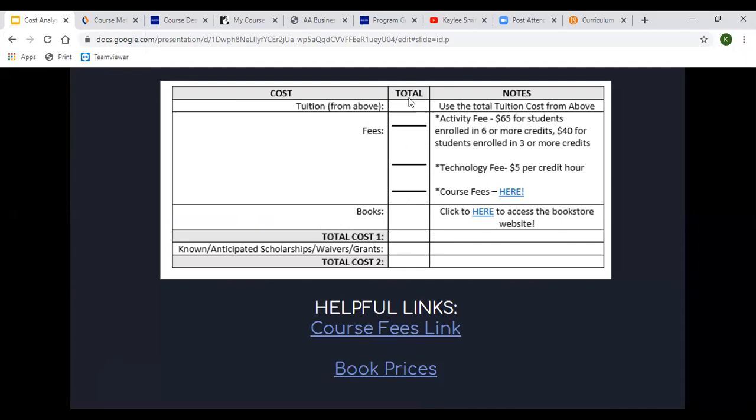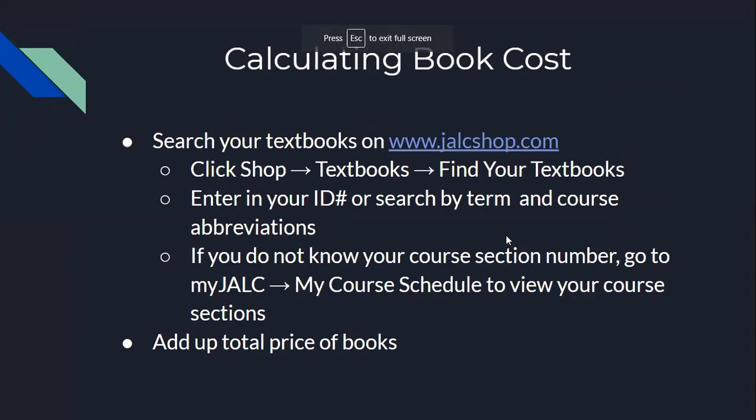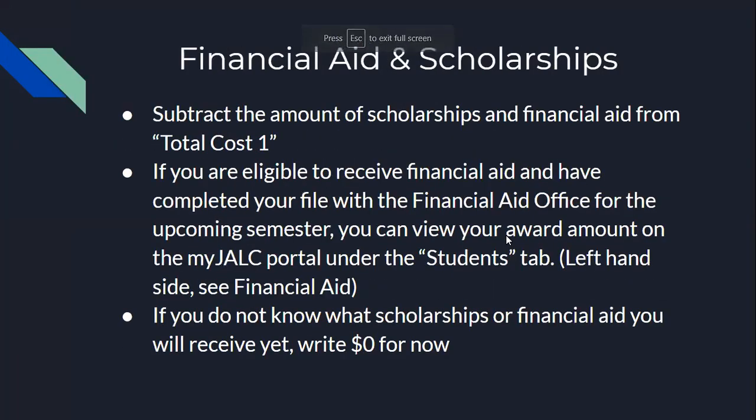So you add the tuition from above, from the first table, all of your fees, your book costs, and put in total cost 1. And then we want to look at the known scholarships, waivers, or grants that we are receiving. And it looks like financial aid and scholarships here. It talks about viewing your financial aid on your student portal. Under the students tab, left-hand side, there is a list of different links. One of them you see is financial aid.